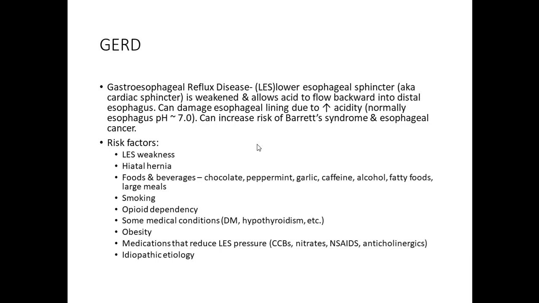Symptoms of GERD, obviously that lower esophageal sphincter is weak. A hiatal hernia can actually cause someone to have GERD. Foods and beverages, we went over this with the hiatal hernia, but chocolate, peppermint, garlic, caffeine, alcohol, fatty foods, and large meals can cause the GERD symptoms to be worse. Smoking will cause it to be worse. Opioids cause GERD. Different medical conditions, diabetes, hypothyroidism. Obesity is a huge risk factor for GERD. Nitrates, NSAIDs, anticholinergics, and calcium channel blockers all reduce that lower esophageal sphincter and can cause GERD. And sometimes there's just no known cause.